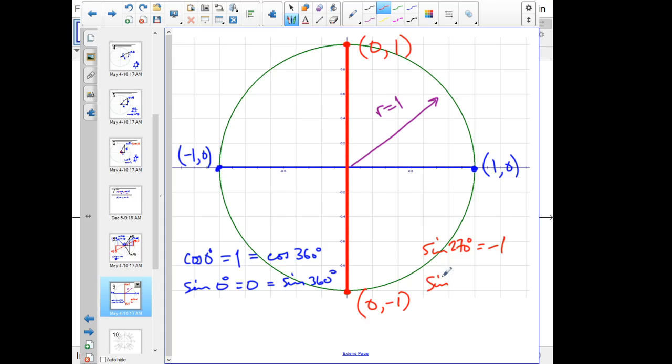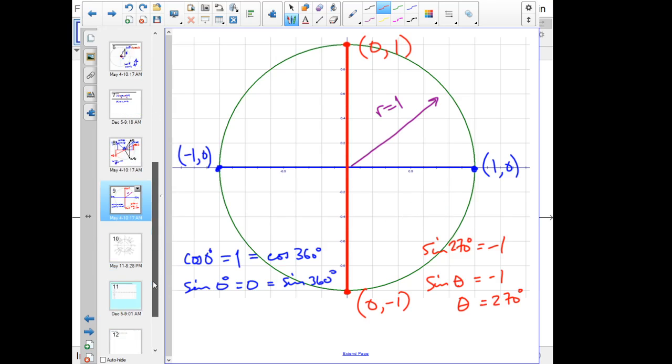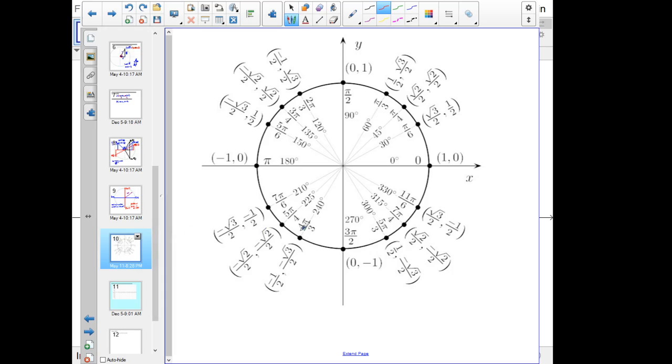And you can work this backwards. You could also say the sine of theta equals negative 1. Working backwards, the y-coordinate is negative 1. That only occurs here, and so that means that theta must be equal to 270 degrees. So there are lots of things you can do with an understanding of the unit circle. The unit circle is a very handy tool to make use of, and an understanding of it is very important and useful. There are many copies out there of the unit circle.